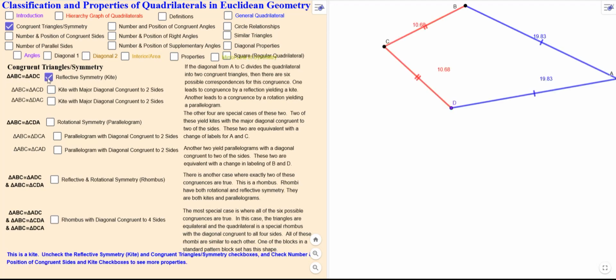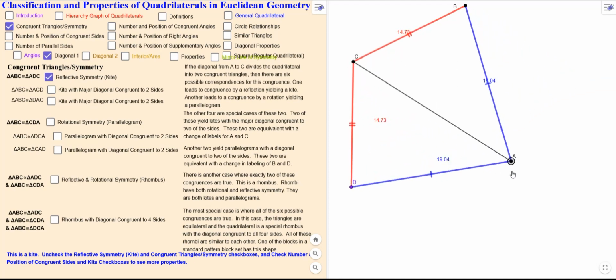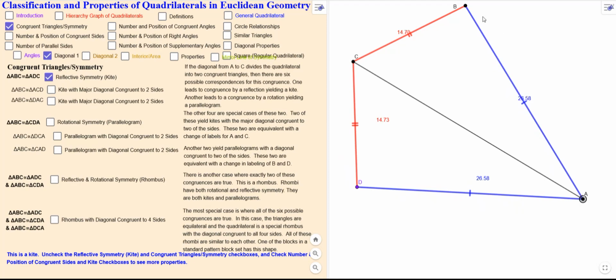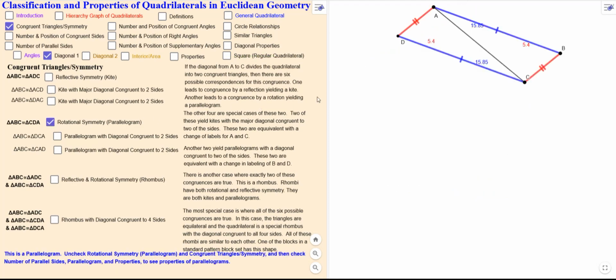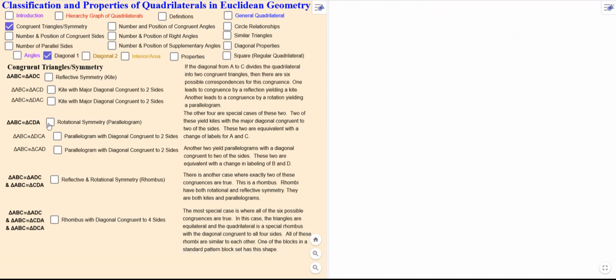If ABC is congruent to ADC, we get a kite. If ABC is congruent to CDA, you get a parallelogram. But there's actually 6 ways you could get triangle ABC congruent to ADC, by the 6 different orders we could put here. If ABC is congruent to ACD, we get a special kind of kite where one of the major diagonals is congruent to 2 of the sides. And the same thing happens if you get ABC congruent to DAC.